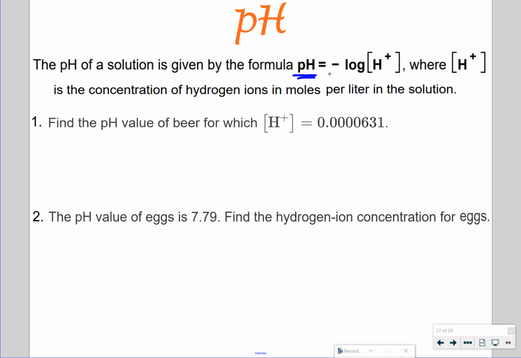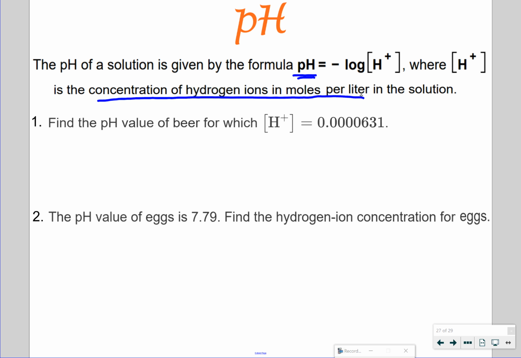pH is calculated using a log function. Negative log is a common log, log base 10 of H positive, where H positive is the concentration of hydrogen ions that are measured in moles per liter. So that's something that you do a lot in, obviously, a science class. You may have seen this before.